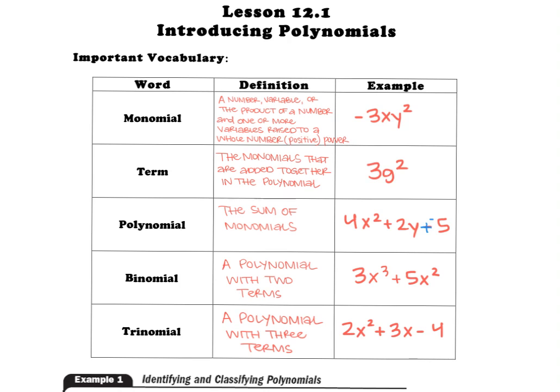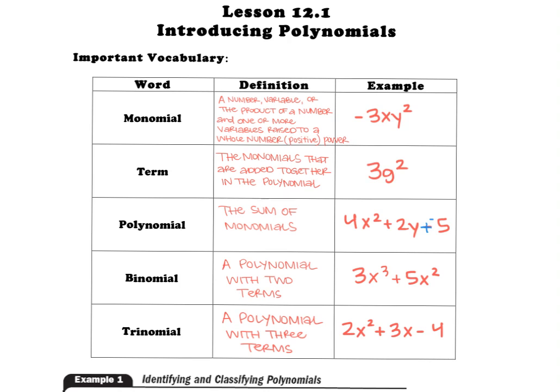All right, now we have special kinds of polynomials. We've already talked about a monomial, which is 1 term. And we also have a binomial, which is 2 terms. Hopefully you're familiar with the prefix bi, which means 2. We also can have a trinomial, which uses the prefix tri, which means 3. So a trinomial is a polynomial with 3 terms. And you've noticed I've given you examples of each of those as well.